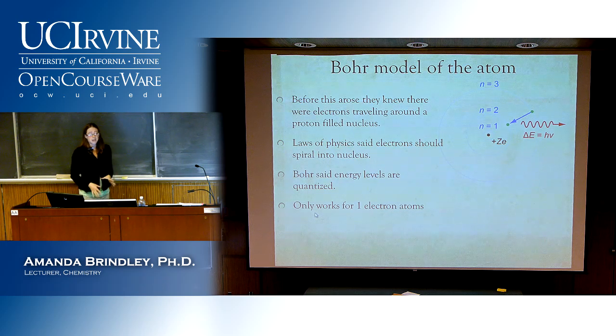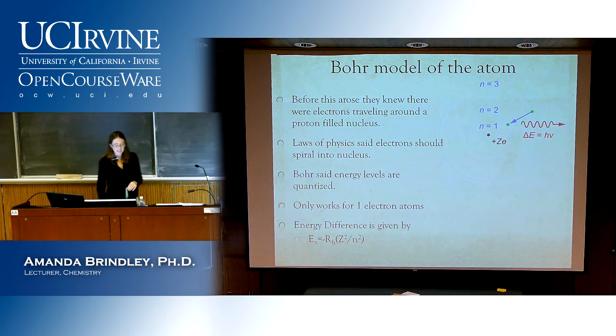Now, this particular model is only going to work for one electron systems. It does turn out that they're quantized just in a slightly different way than what Bohr thought. Now, the energy difference is given by negative R_H Z squared over n squared. And that's what Rydberg went through and said.